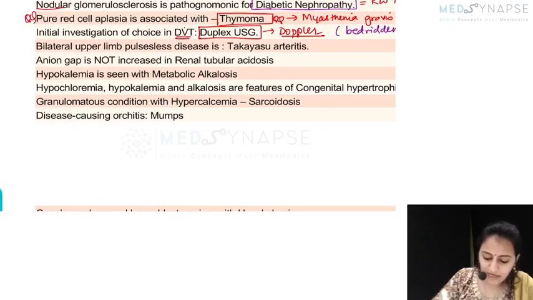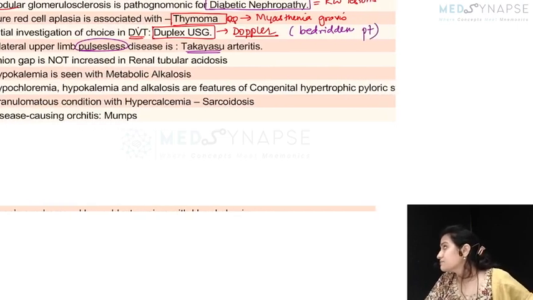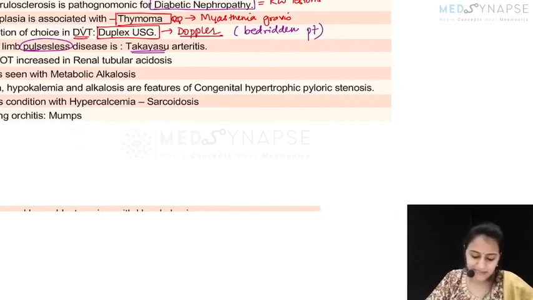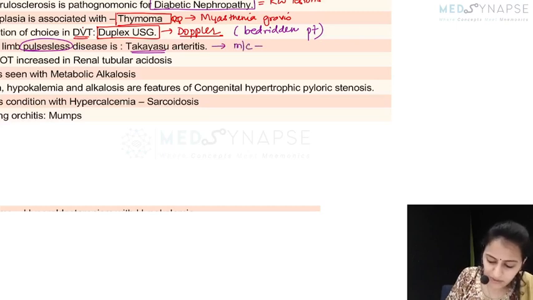Which disease is called pulseless disease? Takayasu, right? Pulseless disease, upper limb pulseless disease, Takayasu. Because what is the most common artery affected in Takayasu? Subclavian. So the upper limb pulse will go.